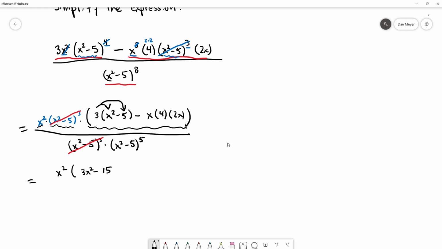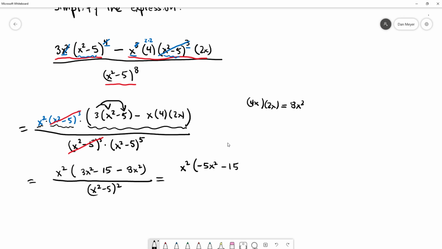When I multiply these 3 terms, it ends up being, well, let's do this off on the side. X times 4 is 4x. So I got 4x times 2x, which is 8x squared. All right, then on bottom, I'm left with x squared minus 5 to the 5th. I can combine like terms inside the parentheses. I have x squared times 3x squared minus 8x squared is negative 5x squared minus 15.